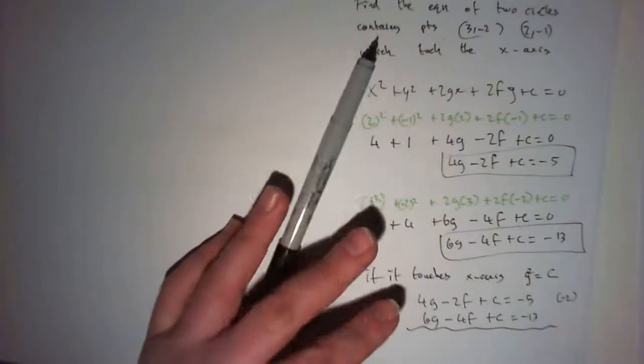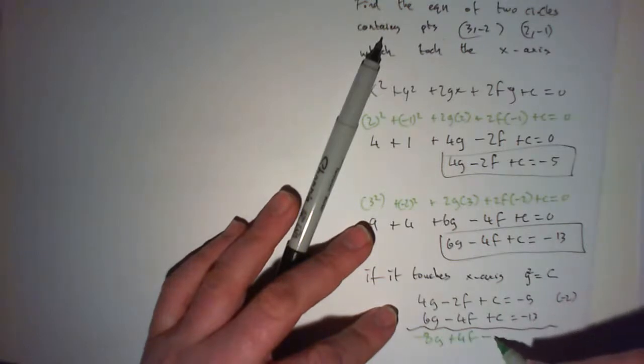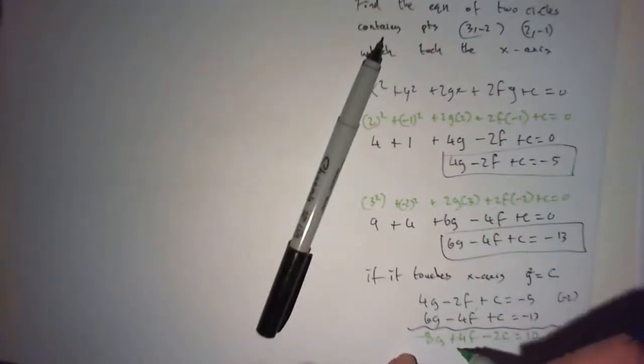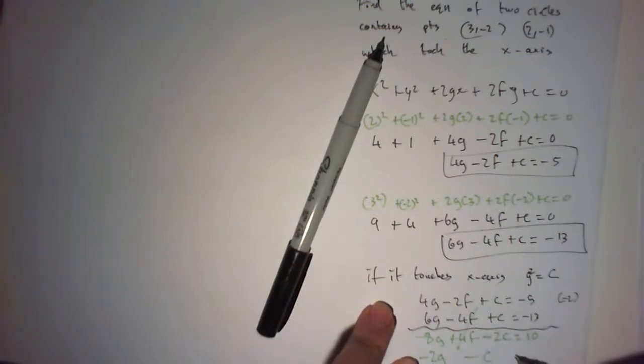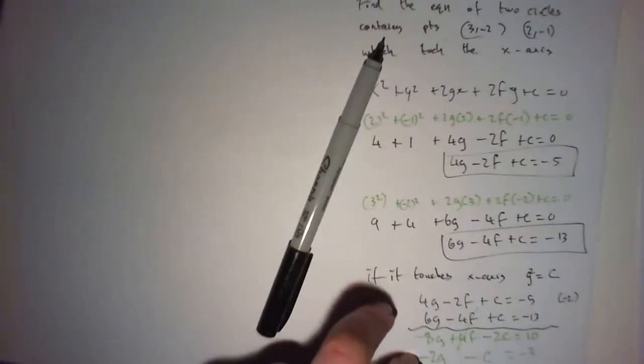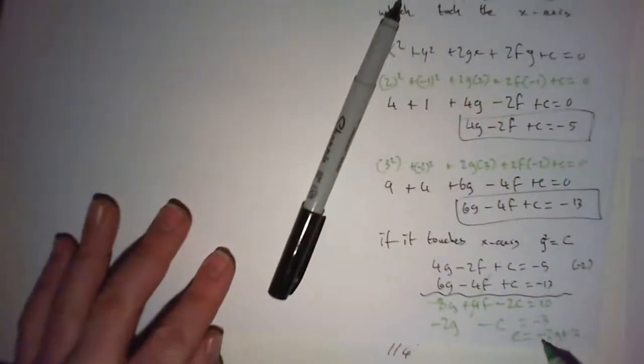I'm going to do it in a different color. Minus 8g plus 4f minus 2c equal to 10. So look, I'm just going to cancel it with this one. Gone. Minus 2g, minus c, and minus 3. So I've got c is equal to minus 2g plus 3. Now I have c, so I can replace it in there and solve.